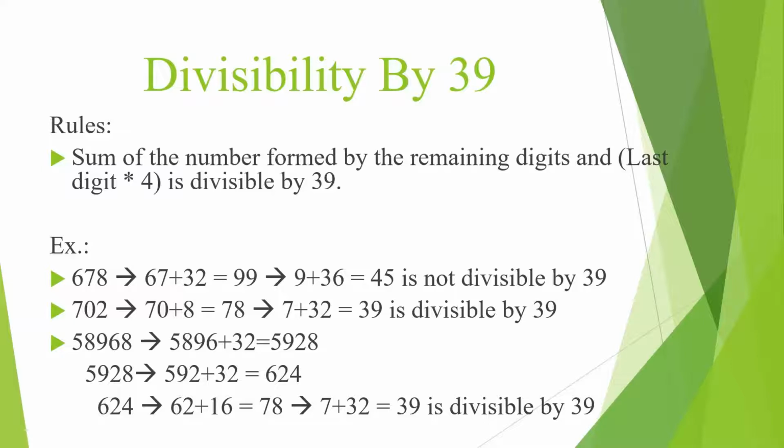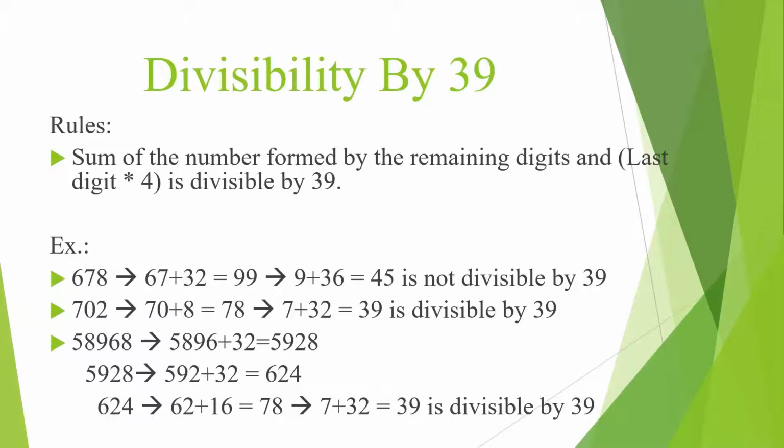So now let us see an example. 678. Ignore the last digit, we will get 67 plus last digit into 4. That is nothing but 8 into 4 equal to 32. 67 plus 32 equal to 99. Let us reduce it further. Ignore the last digit, we will get 9. Last digit into 4. 9 into 4 equal to 36. 36 plus 9 equal to 45. 45 is not divisible by 39. So 678 is also not divisible by 39.